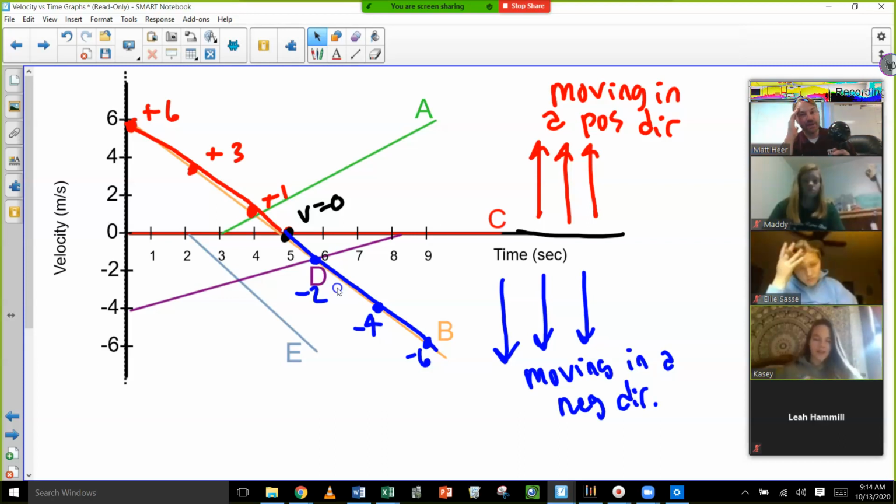Yeah, and it depends what you're talking about. Are you talking about your position or your velocity? Because your position can be positive or negative, your velocity can be positive or negative, and your acceleration can be positive or negative, and none of them are tied. Just because this one's positive doesn't mean that one's also positive. They are totally separated from each other. Okay.